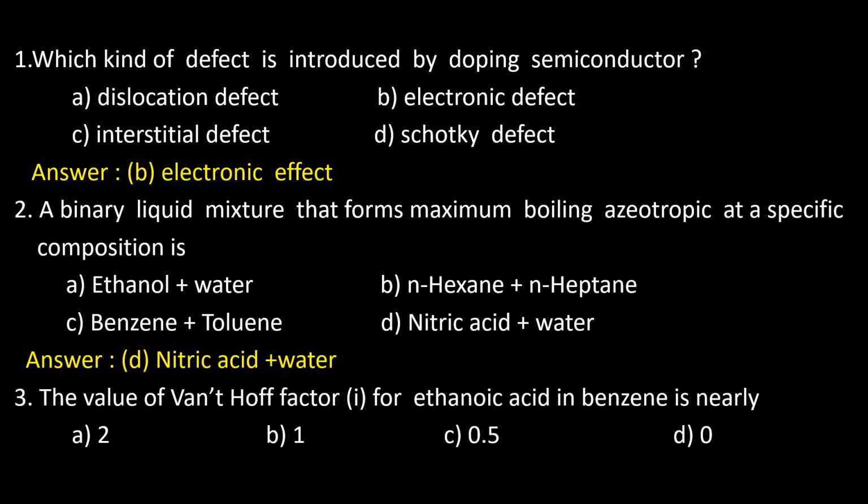for the solute which undergoes association, the Van't Hoff factor will be less than 1, and for the solute which undergoes dissociation, the Van't Hoff factor will be more than 1. So here the ethanoic acid undergoes association in benzene, therefore the Van't Hoff factor i is less than 1, that is 0.5. So that is the correct option, C option, 0.5.